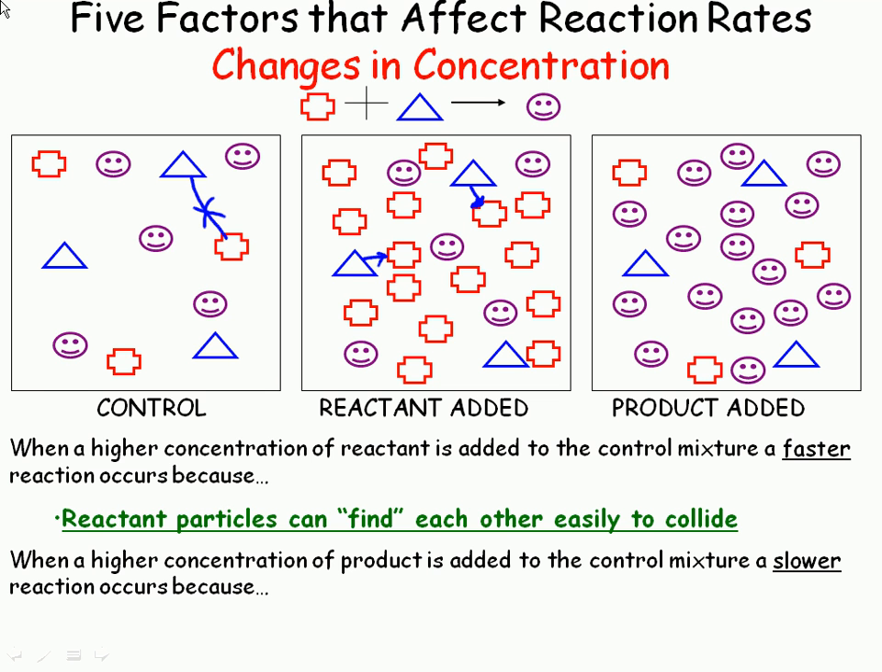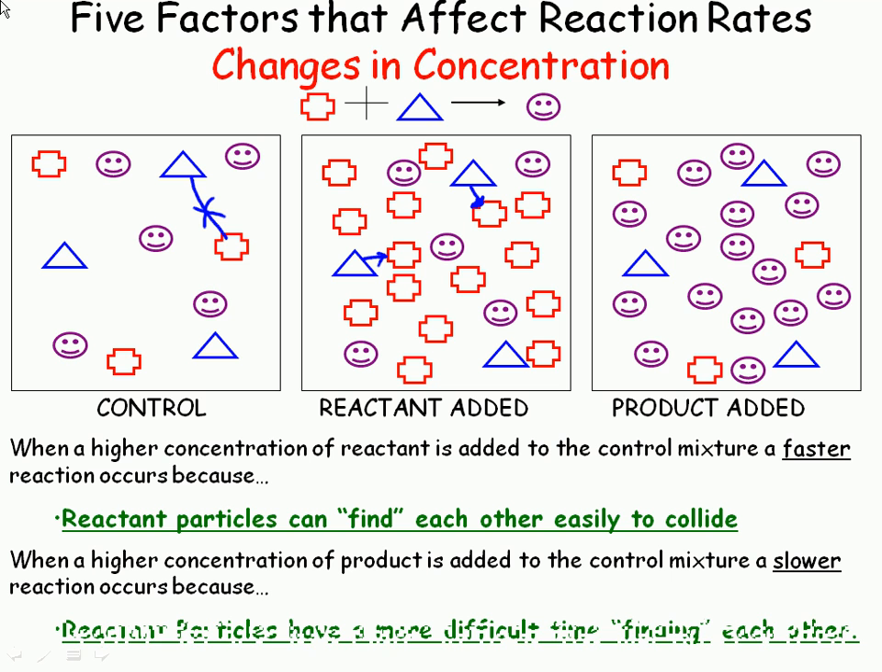If you added more products, though, if I just added a whole bunch more of those little smiley faces in there, the reaction is actually going to occur slower. And the reason is, again, the idea behind collision theory. The reactant particles are going to have a more difficult time finding each other inside the container. So here's this plus symbol. It's got to find this triangle here, but you have these other smiley face particles, these products, getting in the way. When that happens, this reaction is going to occur a lot slower than our control, where we only had a few of those little smiley faces that they would bump into and cause problems between the two reactants.